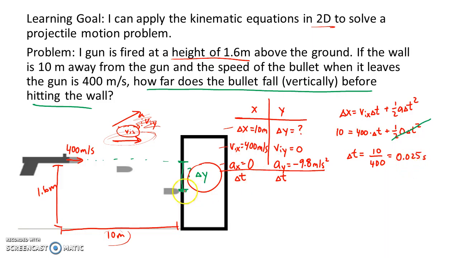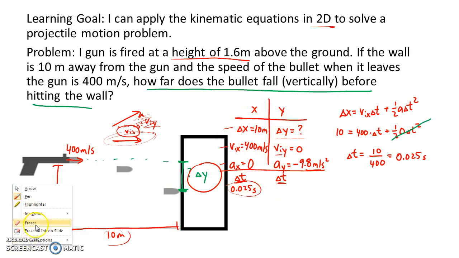So it's very fast, but that's kind of what we would expect for a bullet only traveling 10 meters. So we know this time is 0.025 seconds, and that's going to be the same time. Again, it's independent of direction. So we can use that time that we just found, along with these 2 knowns, to find this final unknown. If we look, we have the same variables as before, so we can use the same equation as before.